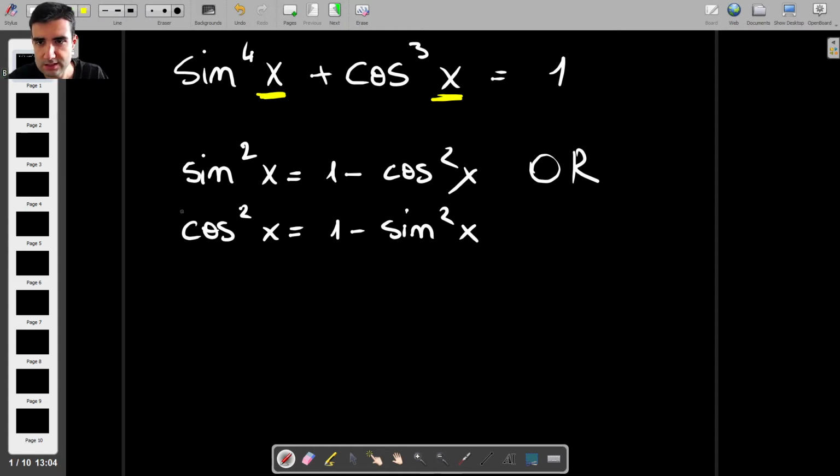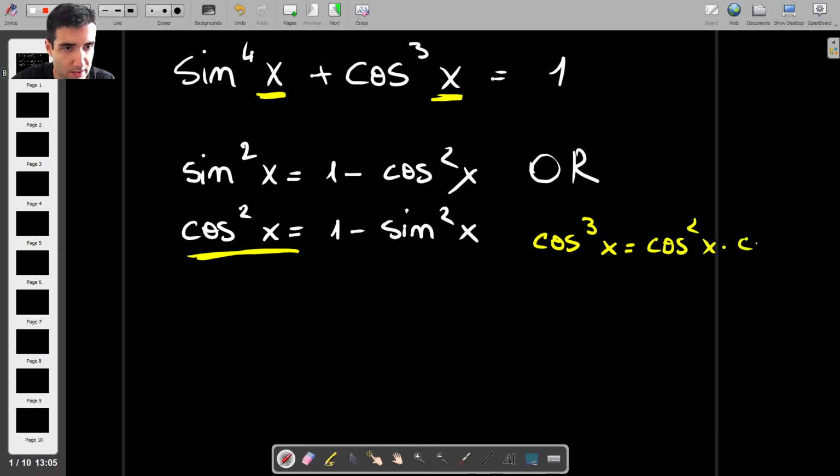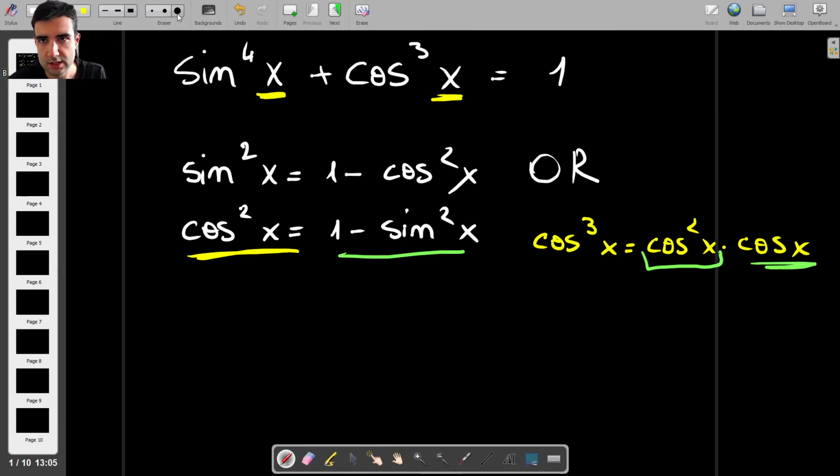So if we use the second one, if we replace the cosine with the square root of this, then we're going to end up with a square root, right? Because this is cosine cubed. So cosine cubed is essentially cosine squared multiplied by cosine, and while we can replace cosine squared with 1 minus sine squared, then we have to deal with a square root, and it's going to get more messy. So let's actually do it the other way around. So let's substitute sine squared of x with 1 minus cosine squared.